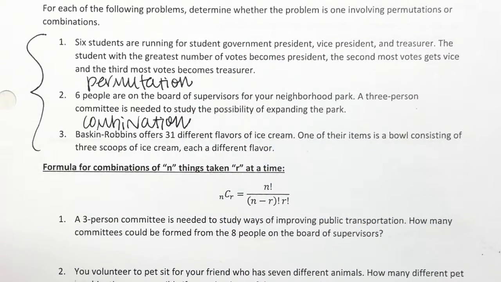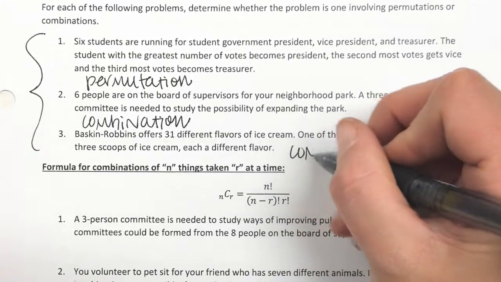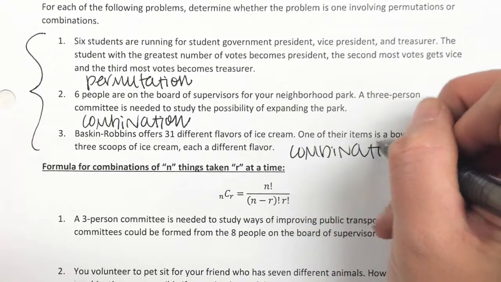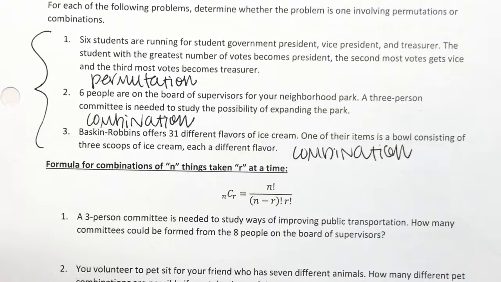All right, Justin, if you'll read number 3 for me. Baskin-Robbins offers 31 different flavors of ice cream. One of their items is a bowl consisting of 3 scoops of ice cream, each a different flavor. What do we think? Combination, because order doesn't matter. Are we sure? Good. It doesn't matter the order of the ice cream, right? It's all going to get mixed together anyways. So does that make sense how to tell the difference between permutation and combination?